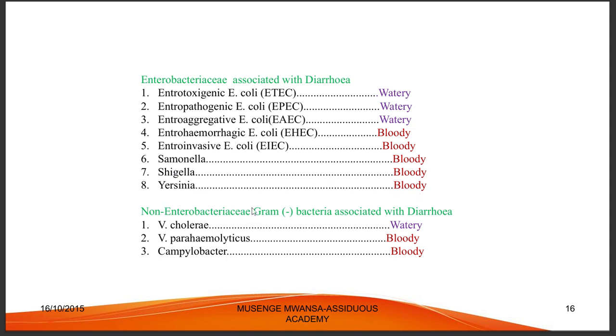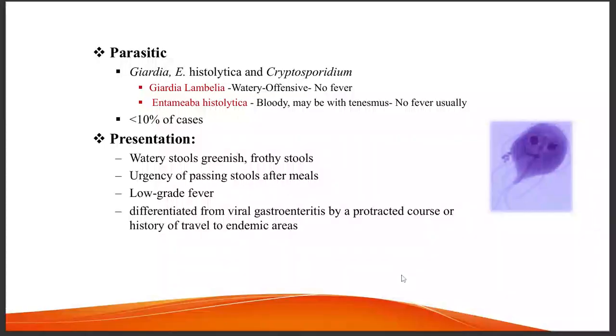And then we have got the non-enterobacteriaceae, gram negatives. So I've got Vibrio cholerae, which will cause watery diarrhea. Vibrio parahaemolyticus, bloody. Campylobacter is also bloody. All right, so you need to take note of that.